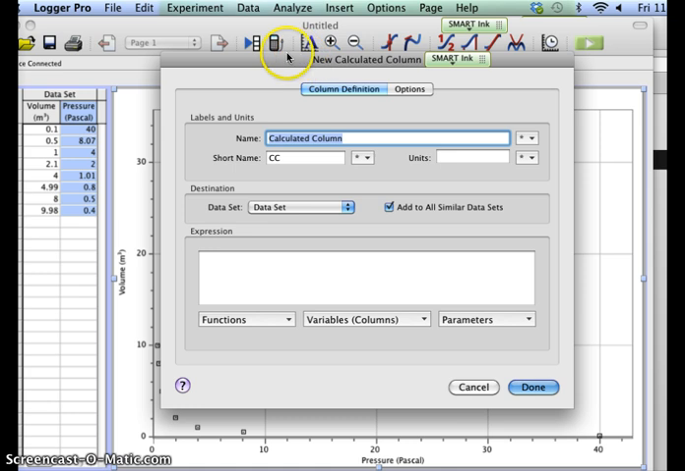Again, we want to graph volume versus 1 over pressure. So we need a column that is 1 divided by, how about everybody? Pressure. Good. And then 1 over P, is that good? And then here's a tricky part people mess up. The units then become 1 over Pascal. Yes. So we got 1 over pascals now.